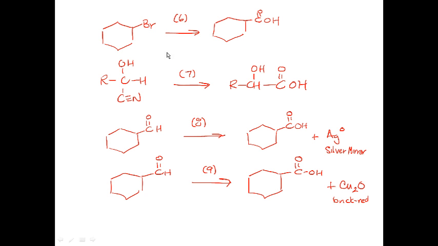How do you convert a cyanohydrin to an alpha hydroxy carboxylic acid? How do you convert an aldehyde to a carboxylic acid, and the reagent would give you a silver mirror? How would you convert an aldehyde to a carboxylic acid, and it would give you a brick red precipitate? So there are the first 9 questions for the online quiz for this lecture.